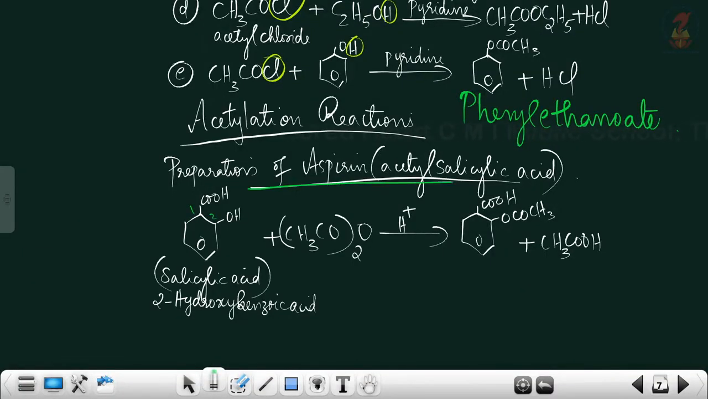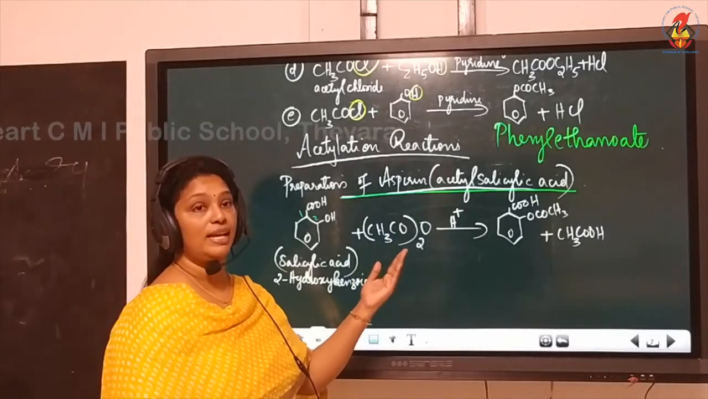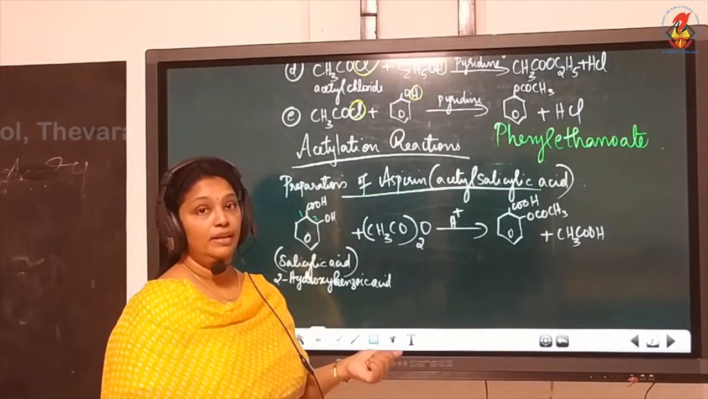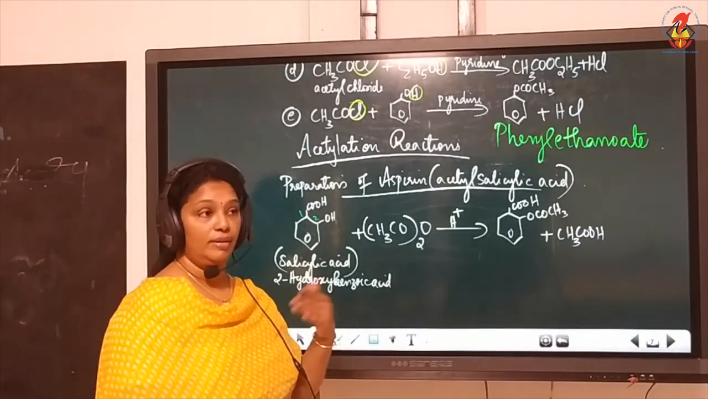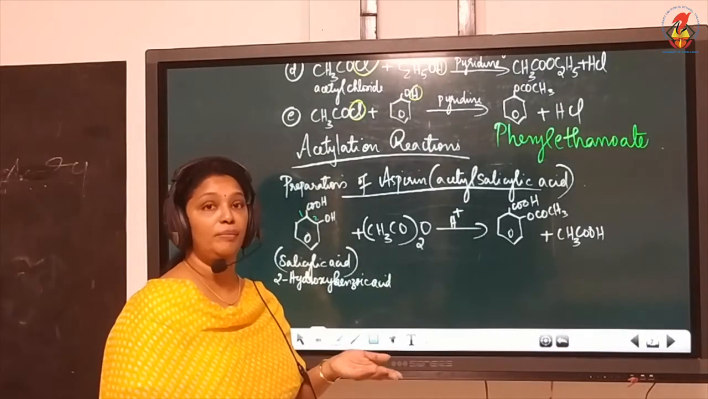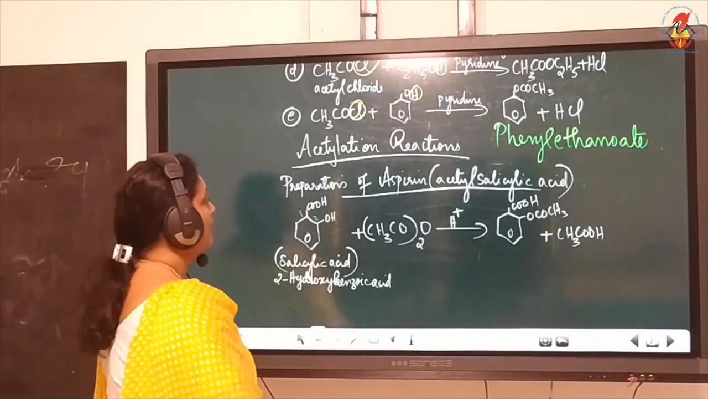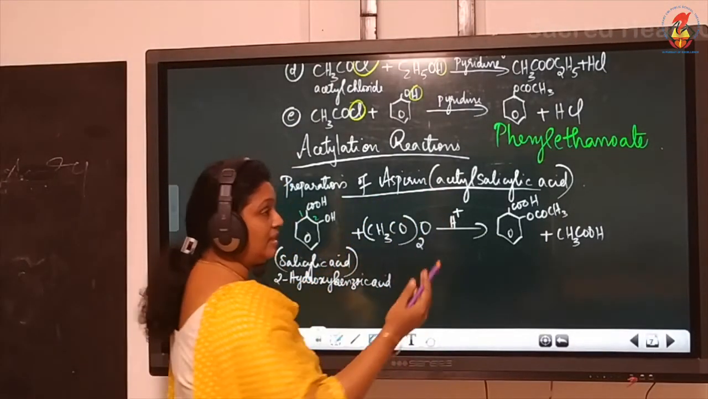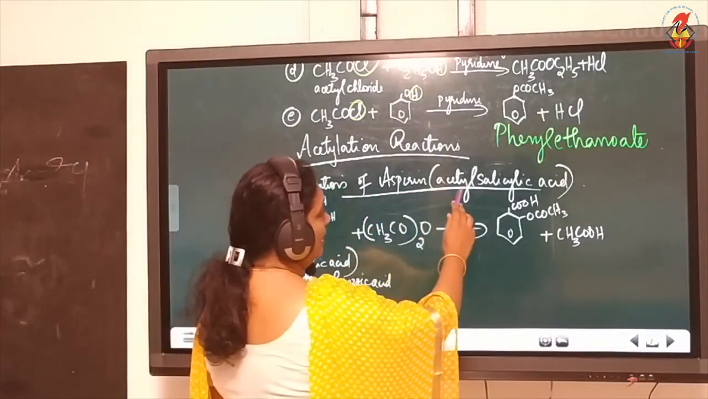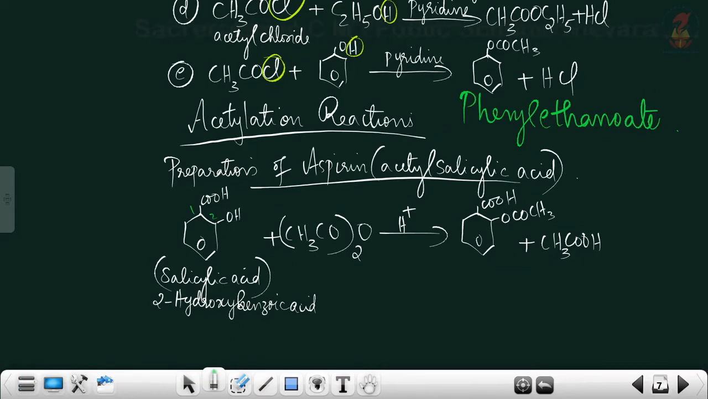Now, there is one more example for acetylation reaction written on the board. That is preparation of aspirin or acetyl salicylic acid. Aspirin is a drug, it's a medicine used as an analgesic, anti-inflammatory and antipyretic. Now, analgesic means to reduce fever. Antipyretic also means the same, for reducing fever, and anti-inflammatory to reduce the inflammations. So, aspirin is used as antipyretic, anti-inflammatory and analgesic. And aspirin, it's known as acetyl salicylic acid. So, this preparation of aspirin is also an example for acetylation reaction.